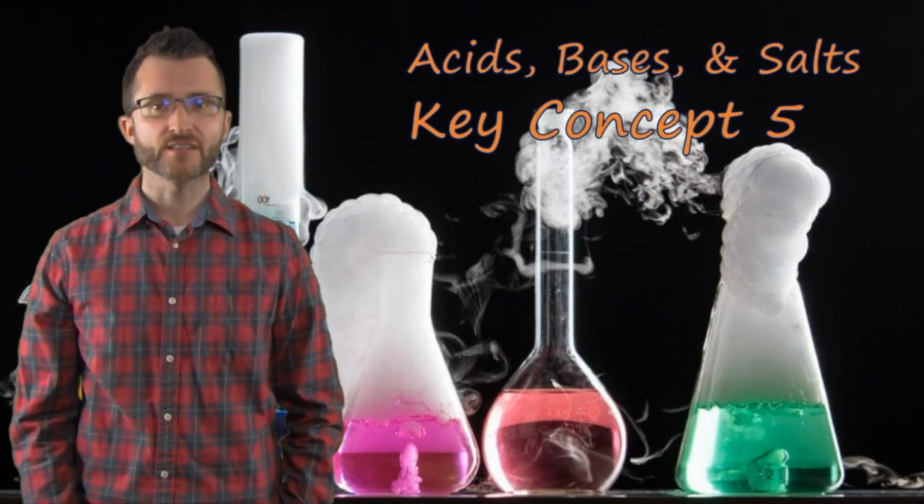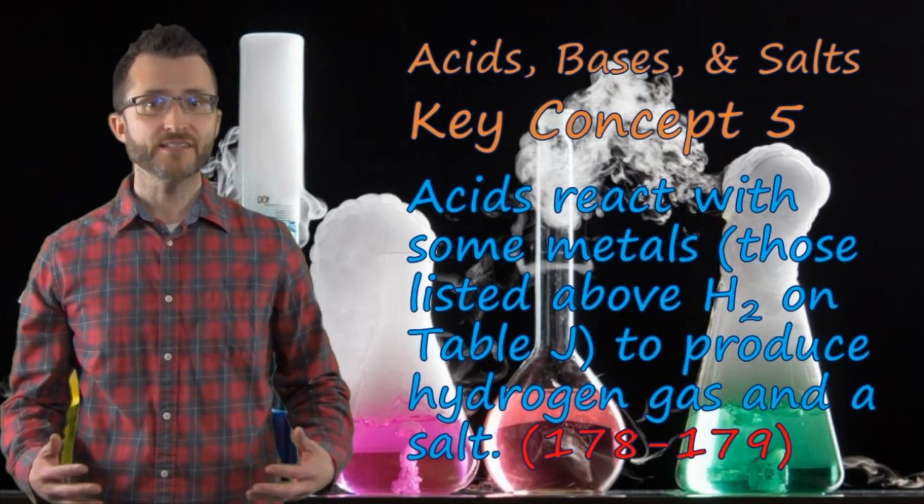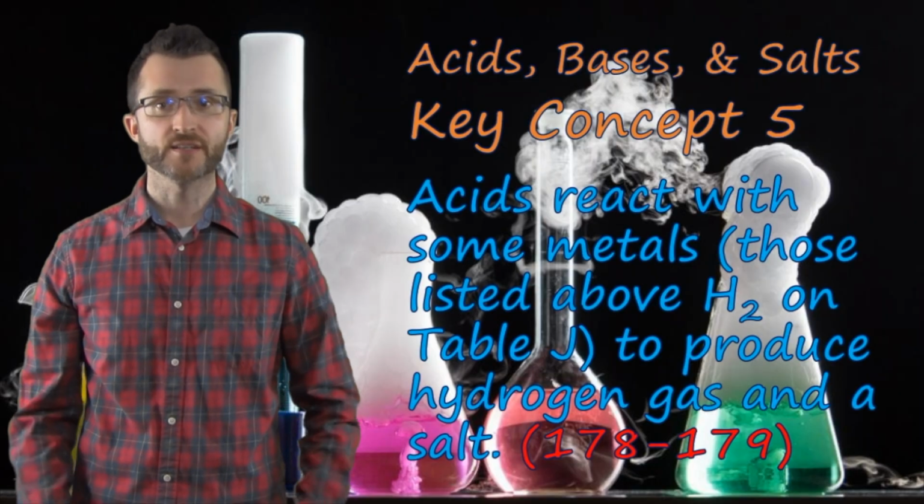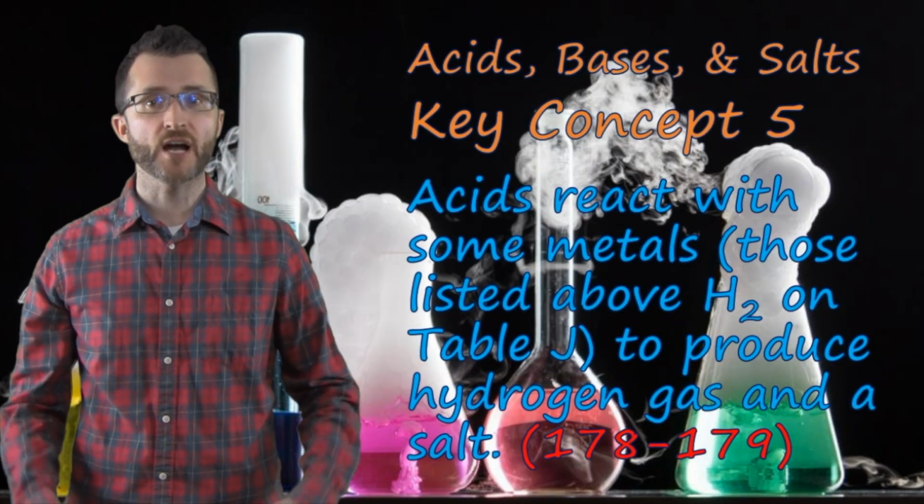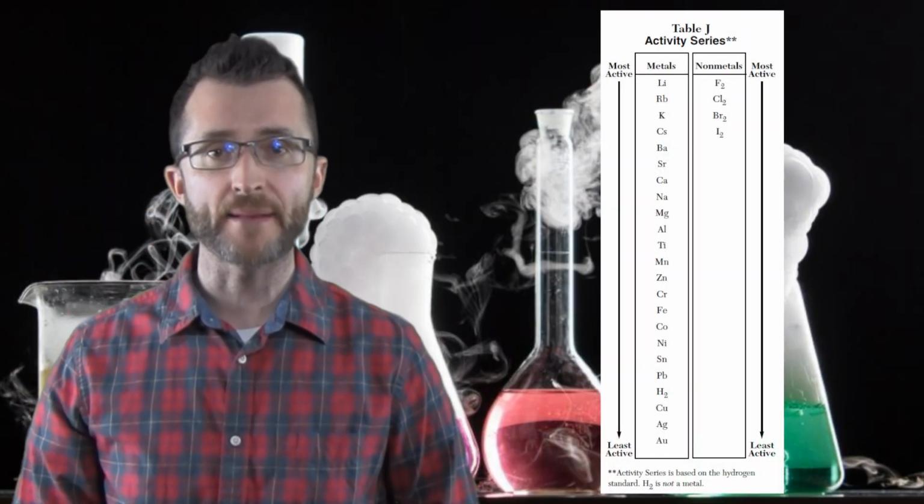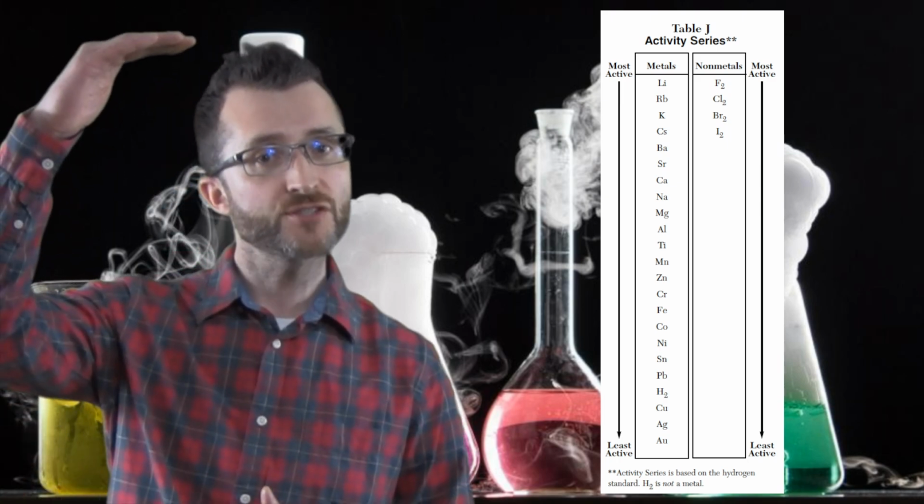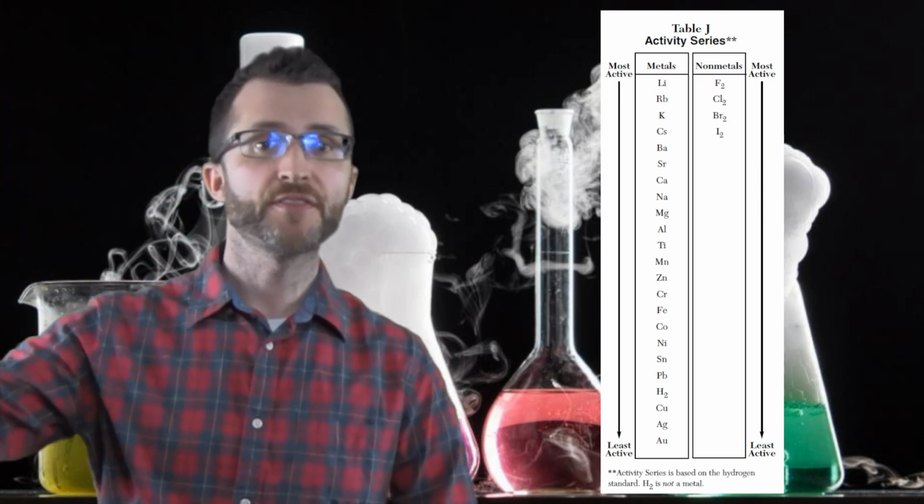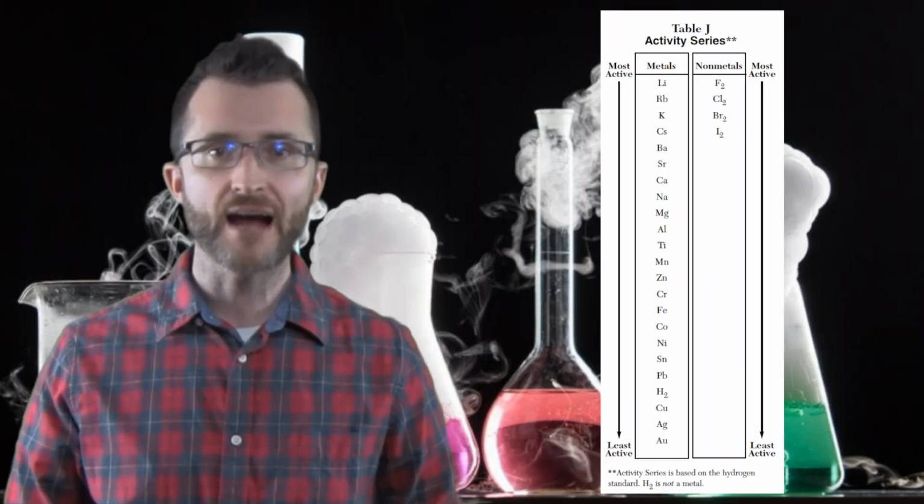Acids, bases, and salts, key concept 5. Acids react with some metals, those listed above H2 on Table J, to produce hydrogen gas and a salt. When we want to determine if a metal will react in an acid, we go to Table J. If the metal is above the H2, it will react in it, and if the metal is below H2, it will not react with it.